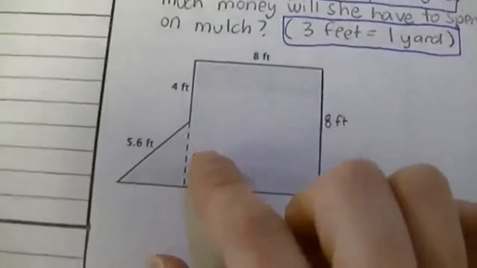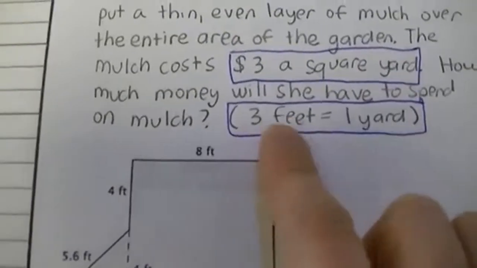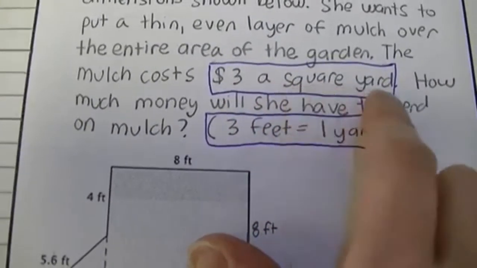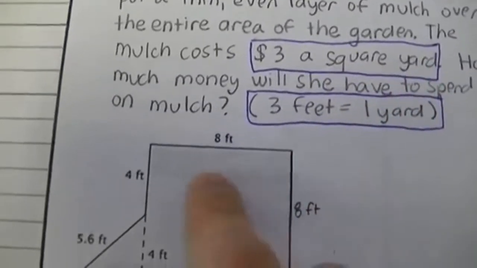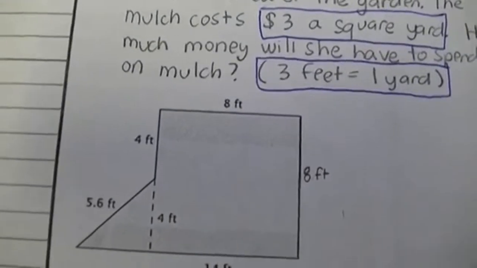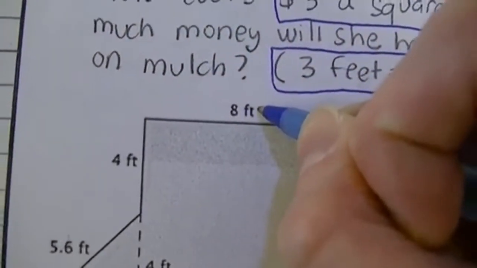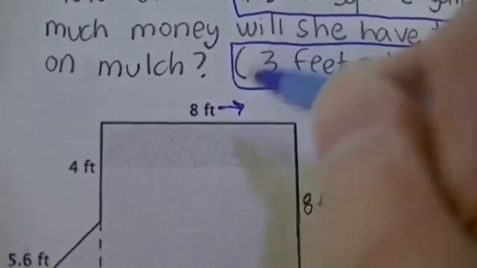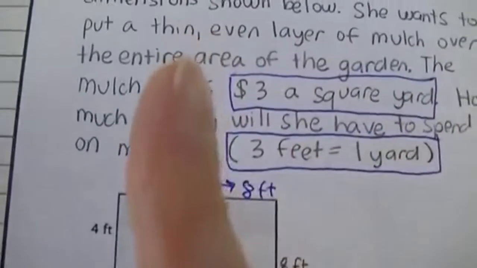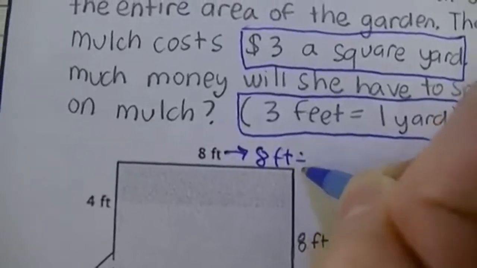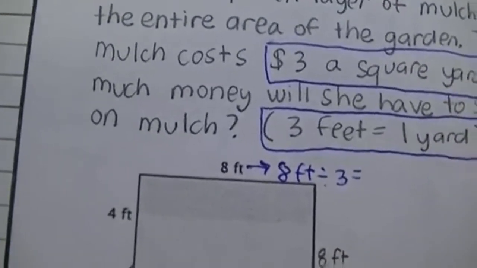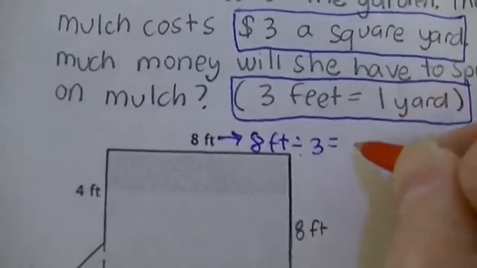So what I'm going to do is I see that it's in feet. I see there's 3 feet in 1 yard, and the mulch is sold in square yards. So I'm just going to go ahead and convert these feet to yards right now, and then I'll take the area of that. So I have 8 feet, and to turn that into yards, since there's 3 feet in just 1 yard, I'm going to divide that by 3. 8 divided by 3, you can keep it a fraction, or you can make it a decimal.